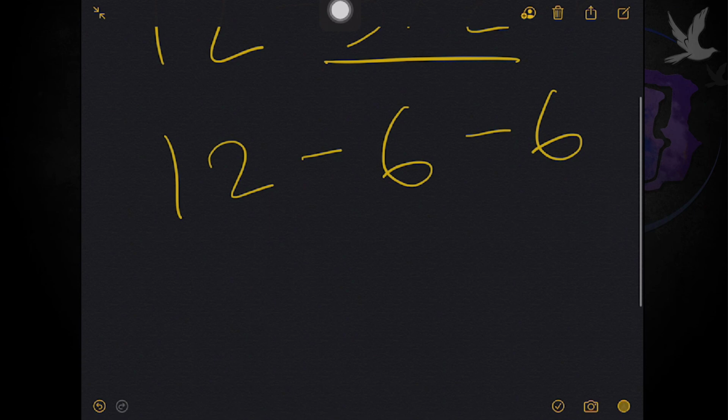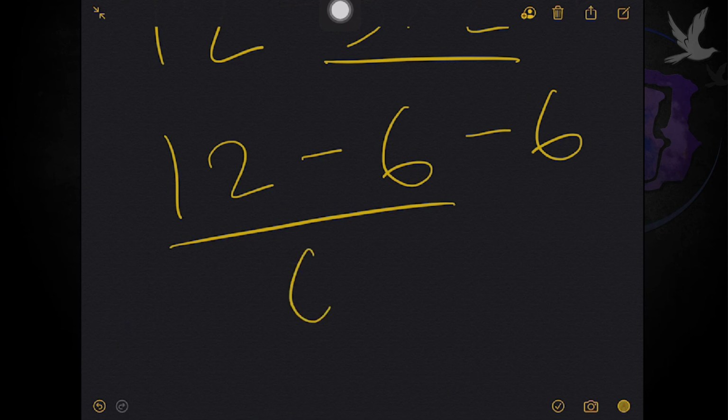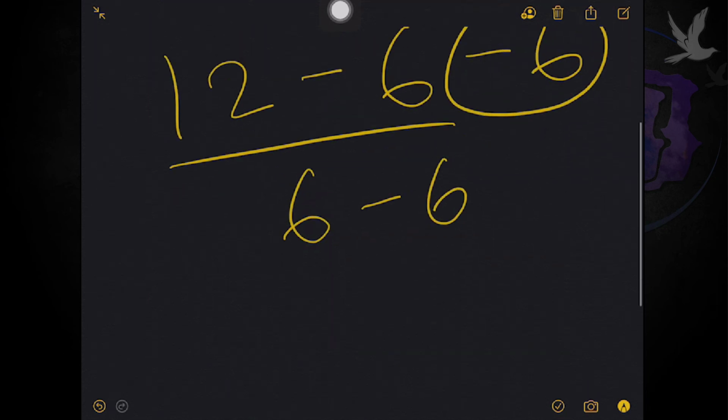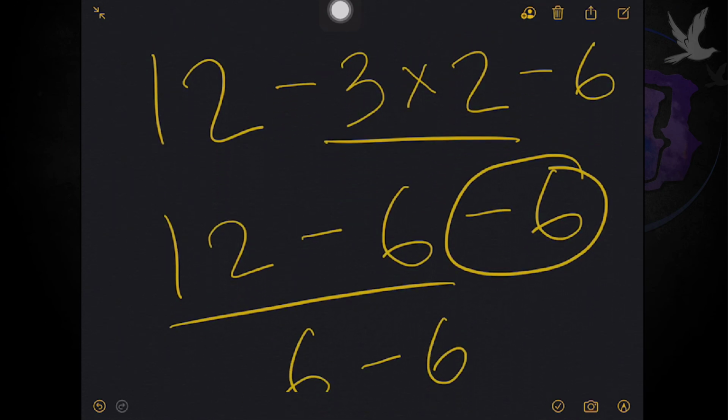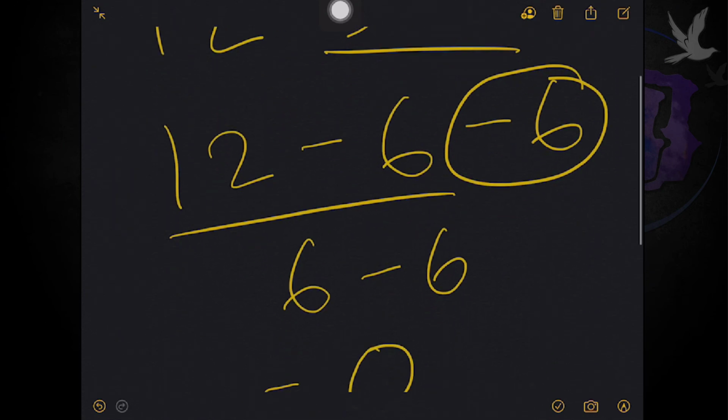Okay, so do it one by one to avoid confusion. What is 12 minus 6? 12 minus 6 will obviously give you 6. Then rewrite this minus 6 again. And the answer is 0. Okay? So, ganun lang yun. Ganun lang kadali. Okay? So, I hope you're not having a hard time with this.